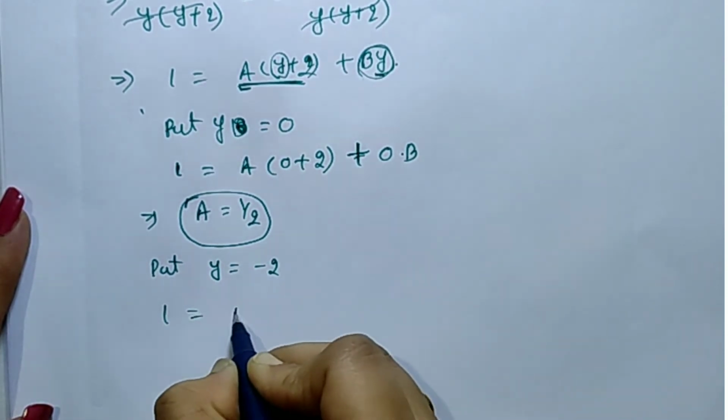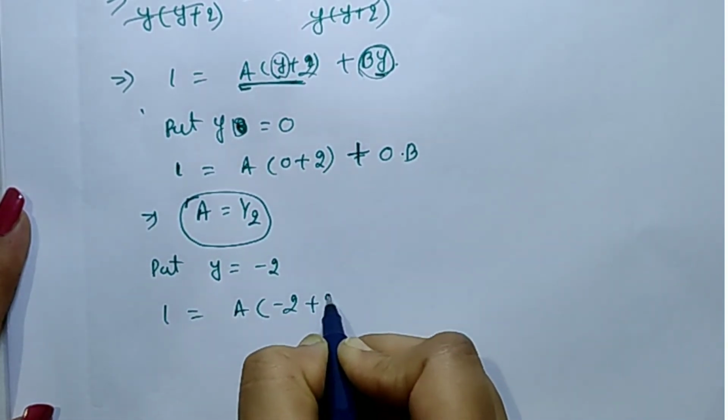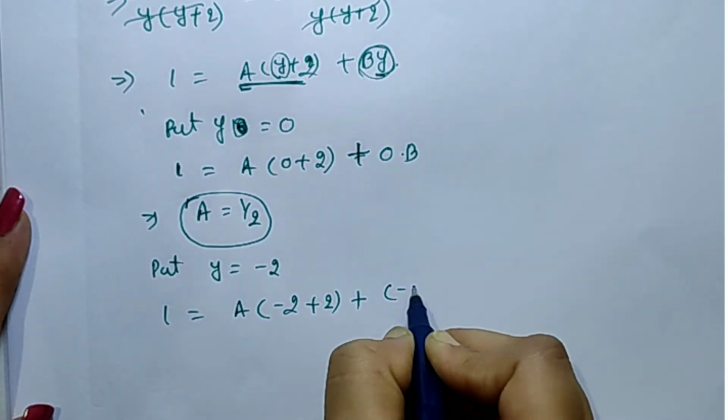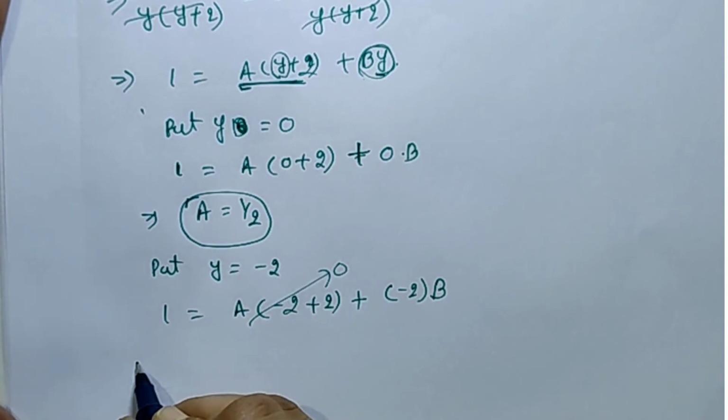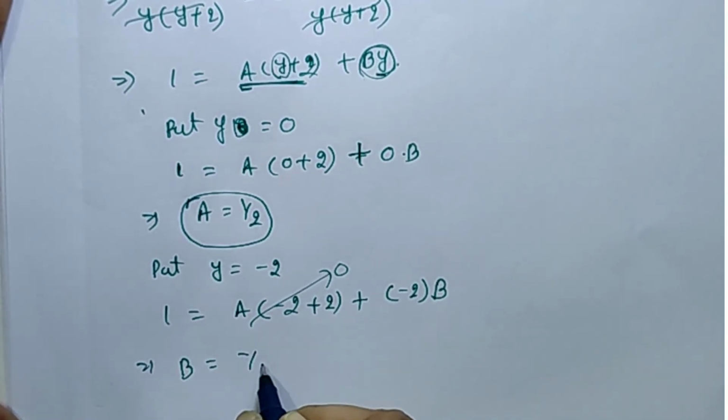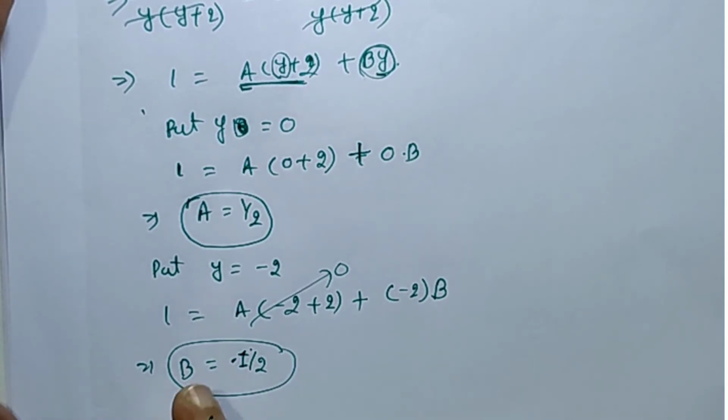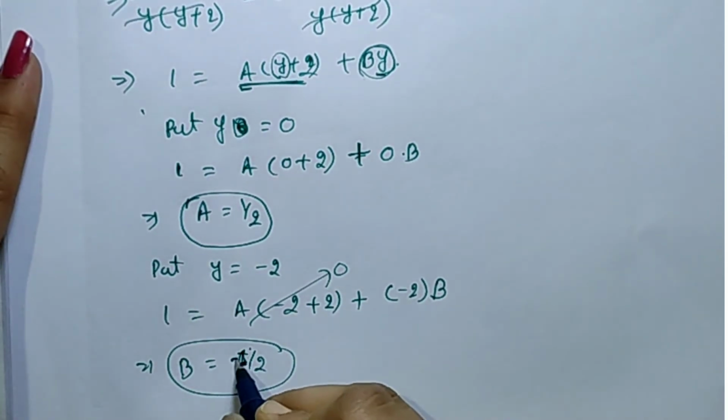1 is equal to a into minus 2 plus 2 plus minus 2 into b. This will be cancelled out. So b is equal to minus 1 by 2. Now we have found a and b.